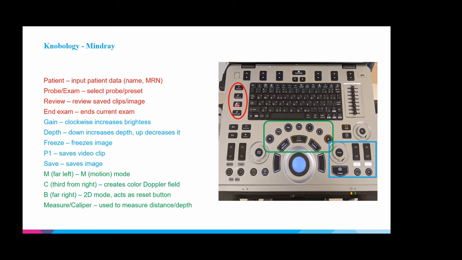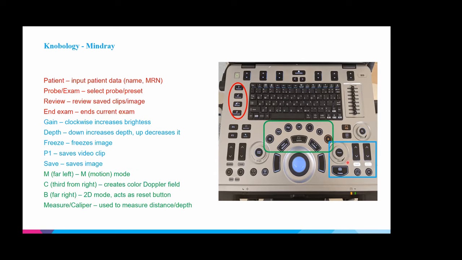So your main buttons here on the left are inside the red circle. Your patient button is going to be where you input your patient data. The probe and exam is going to be where you set your probe and presets. You can review any saved images or clips by clicking the review button, and then anytime you're done with the exam, you can just hit end exam, and by doing that, the clips and images that you've stored are going to be uploaded to the QPath database.